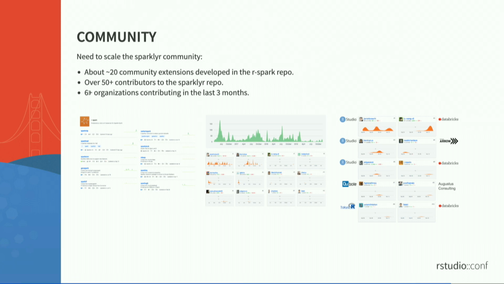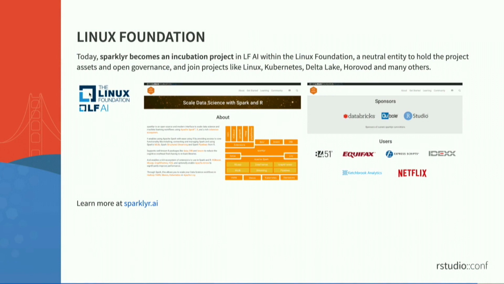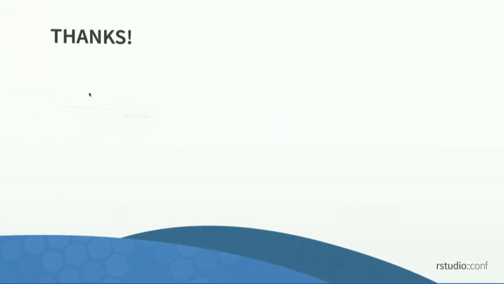So the other announcement that we have for today is that Sparklyr is joining the Linux Foundation under the LFAI umbrella. This basically doesn't change anything as a user, but as a contributor, it changes a lot because that means that it should be much easier to contribute. It's also hosted within the Linux Foundation, which provides open governance and holds some of the project assets. And other projects have trusted the Linux Foundation, like Kubernetes, Delta Lake, Node.js, Horovod, and even Linux itself. So if you want to learn more about it, go to our short URL, sparklyr.ai, and thank you.